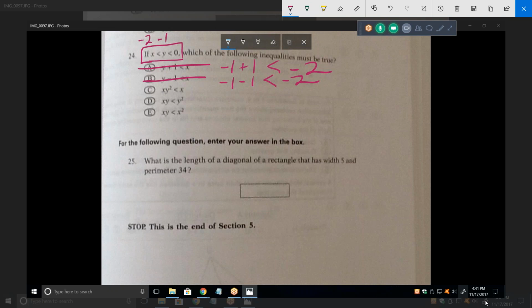Is xy squared? That would be -1. Wait a minute. If -1 minus -1, wouldn't that be -1? I did the wrong thing for number 2, didn't I? Yeah. In other words, this is -1 minus 1. Is that less than -2? No, it actually is not. That's -2 is not less than -2. So B is not correct.